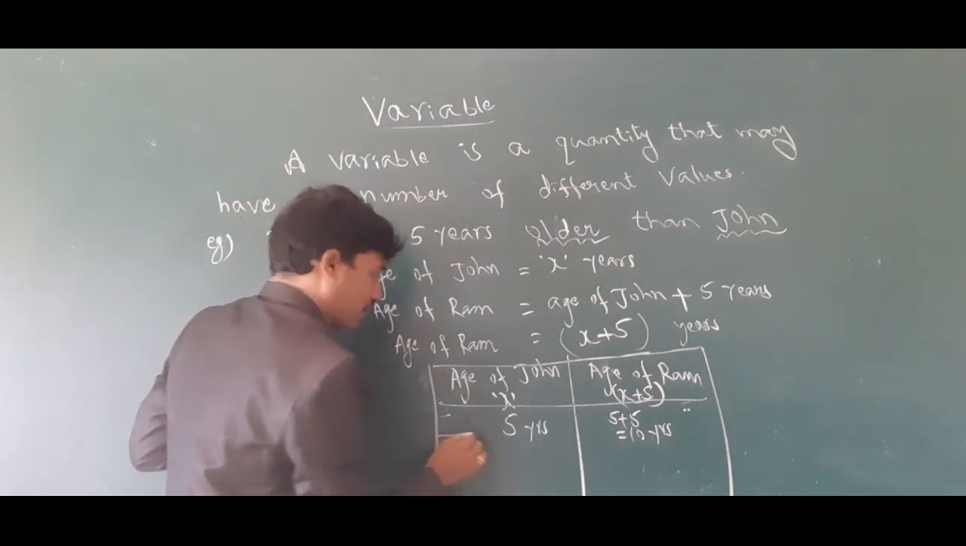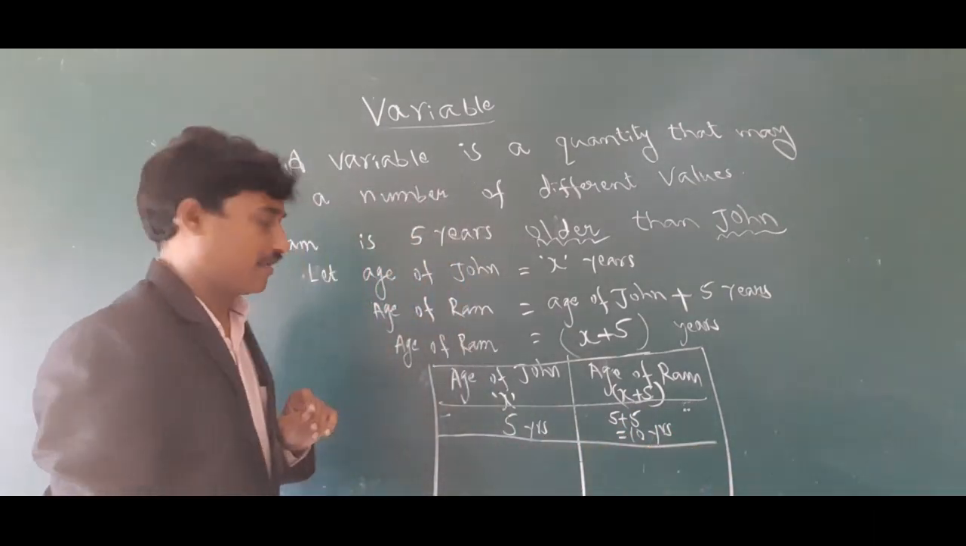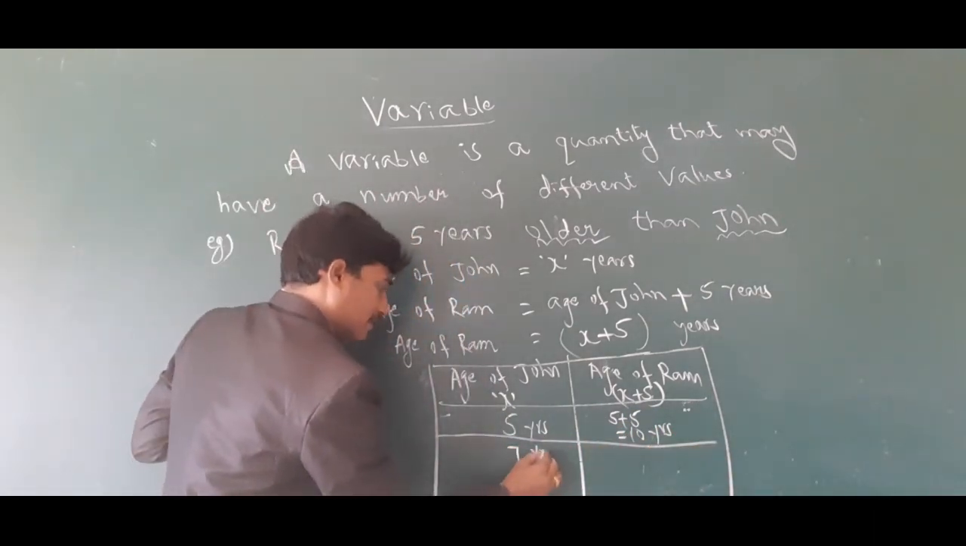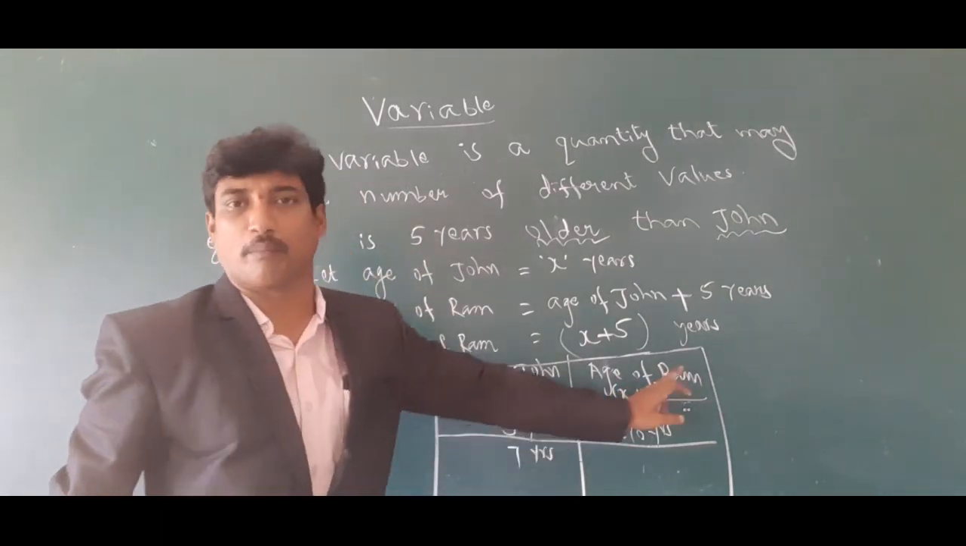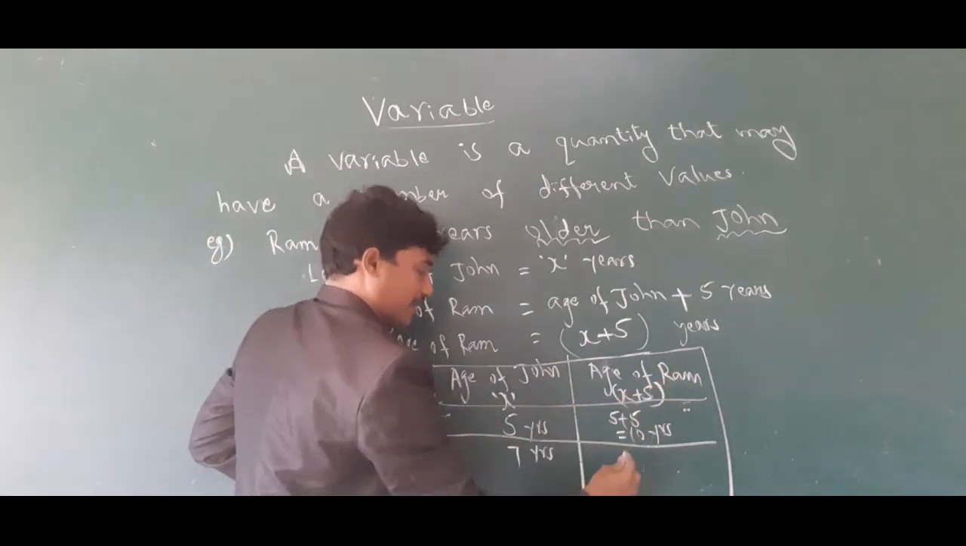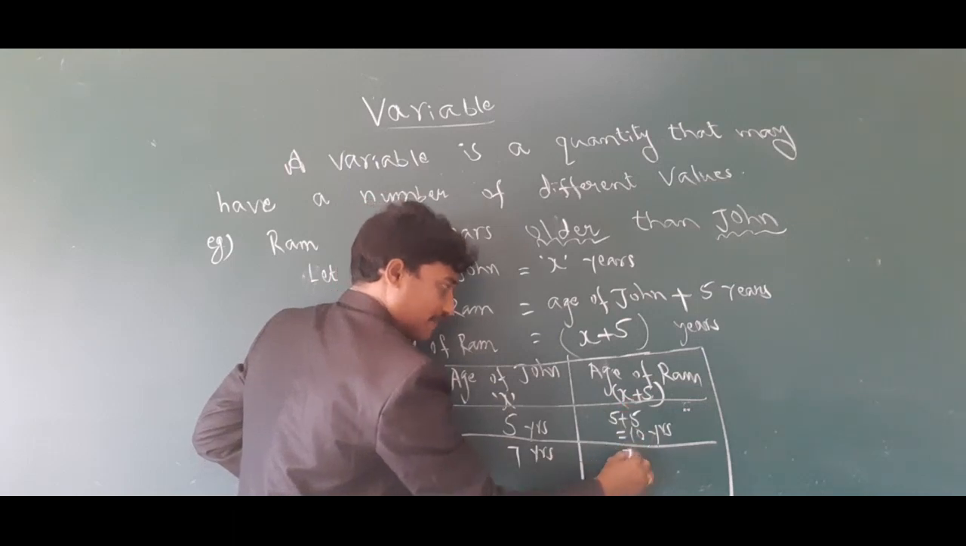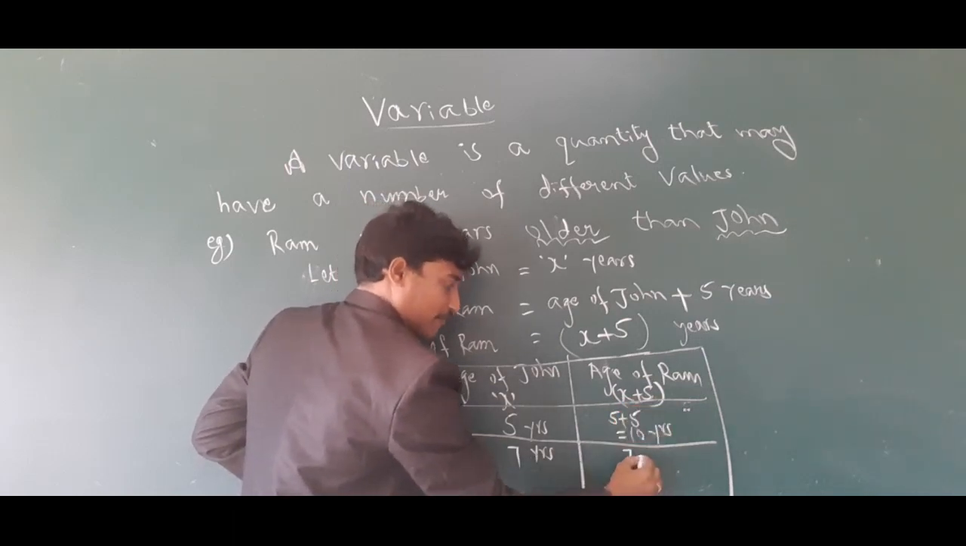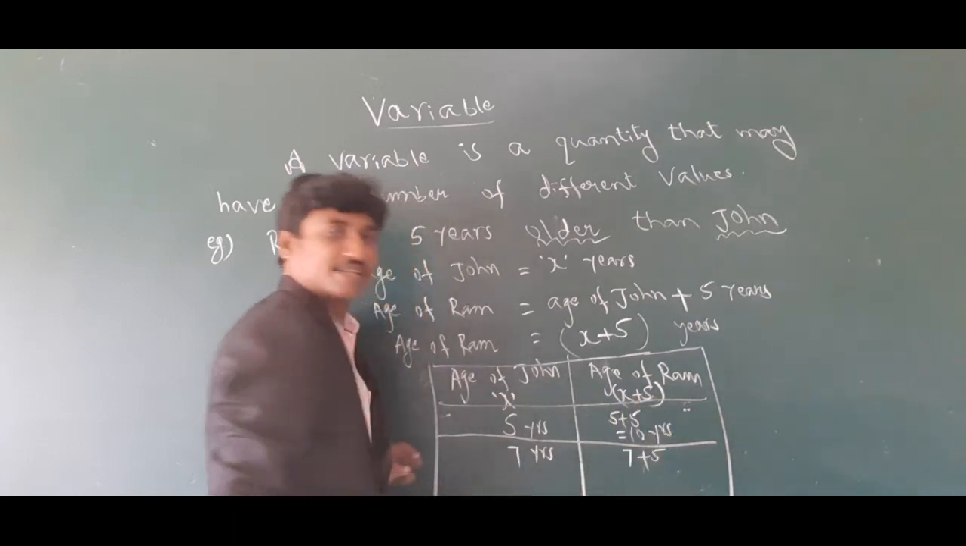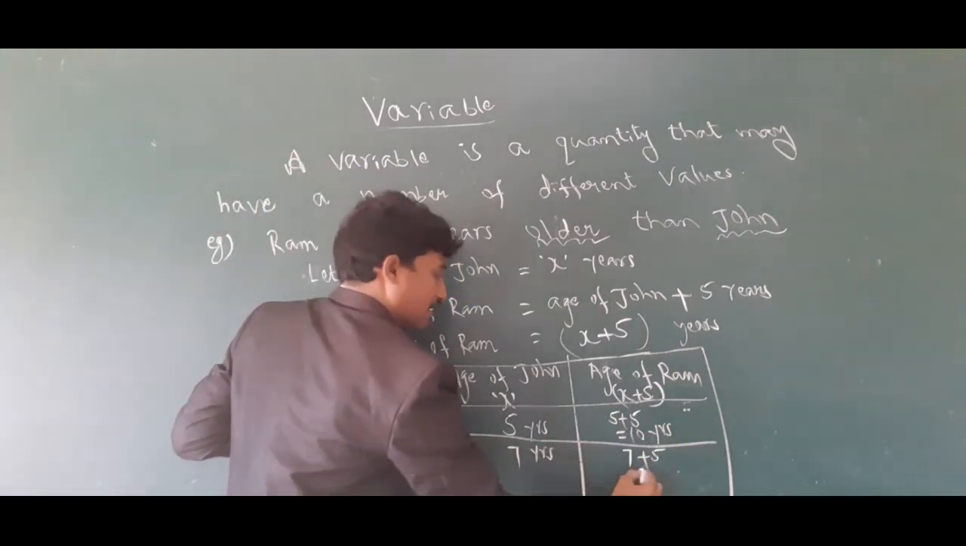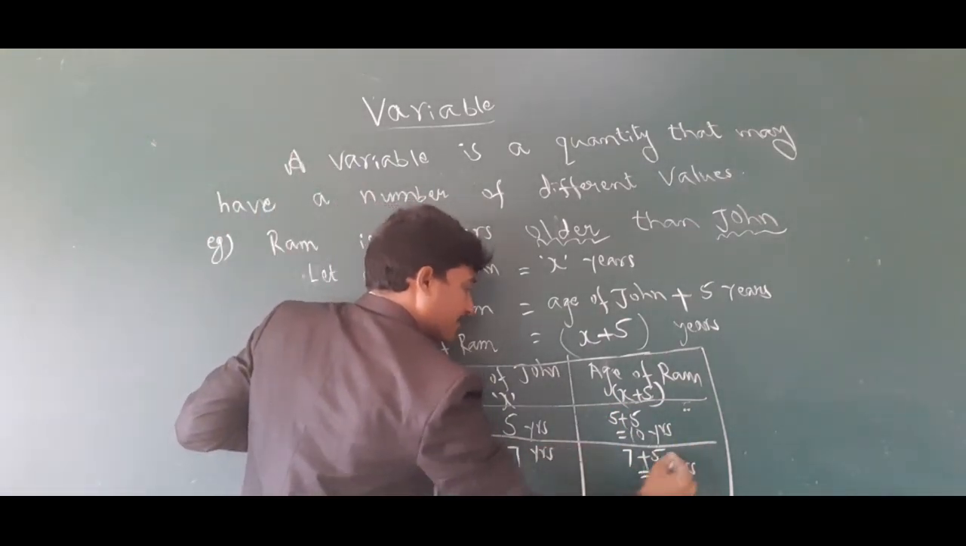If the age of John is 7 years, then the age of Ram is x plus 5 years. That means we substitute x with 7: 7 plus 5, where 5 is a constant. 7 plus 5 is 12 years.